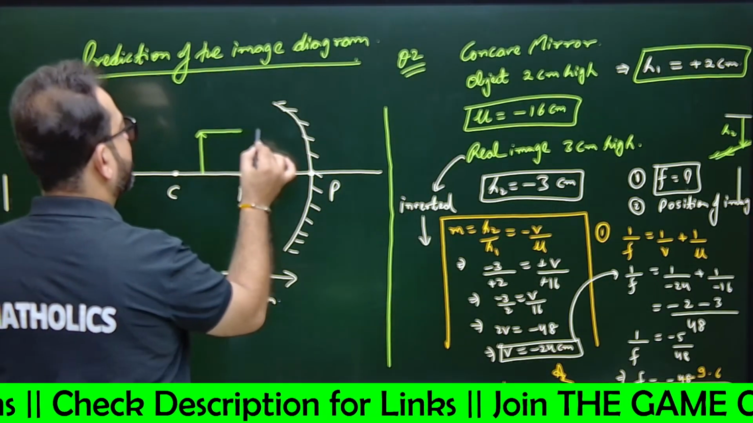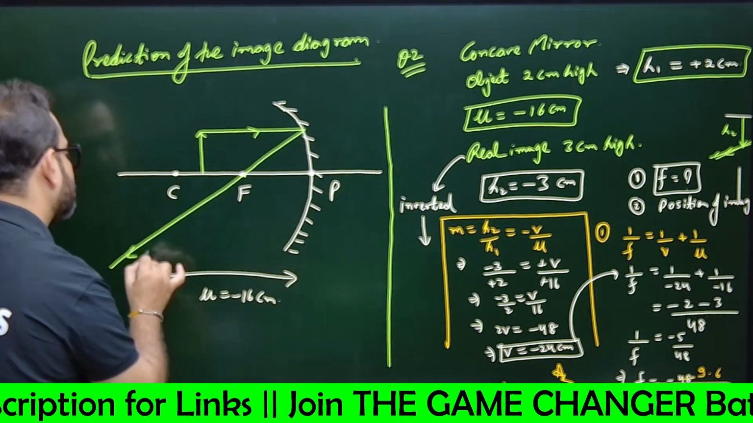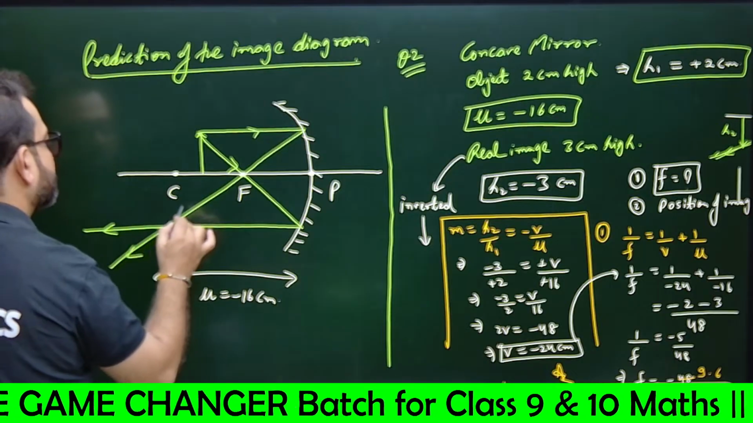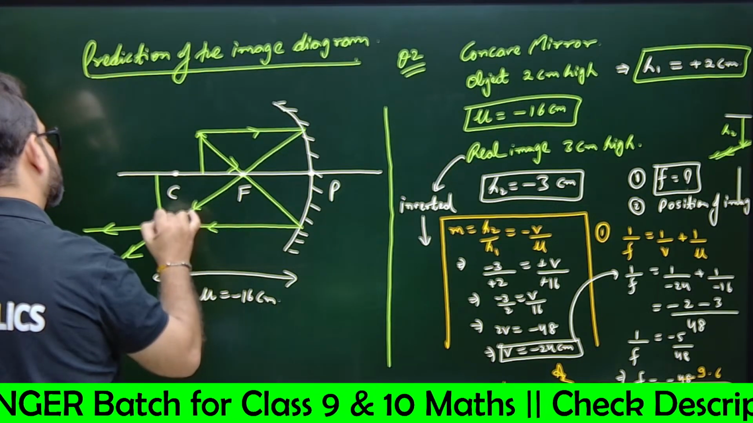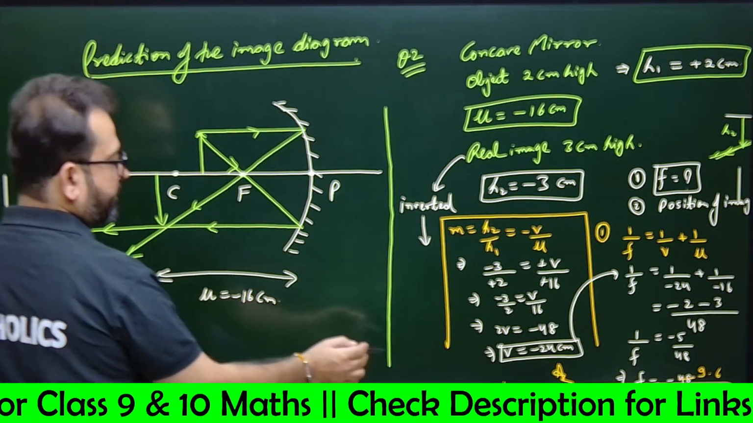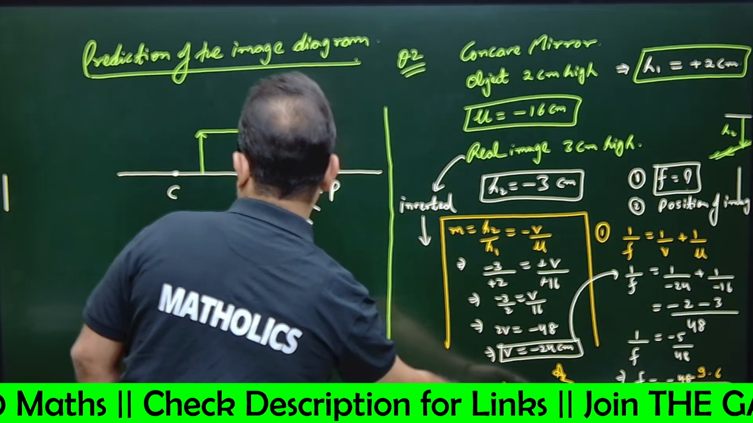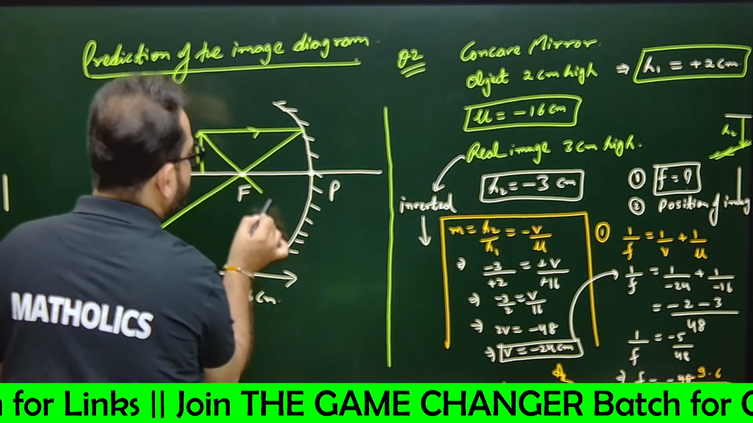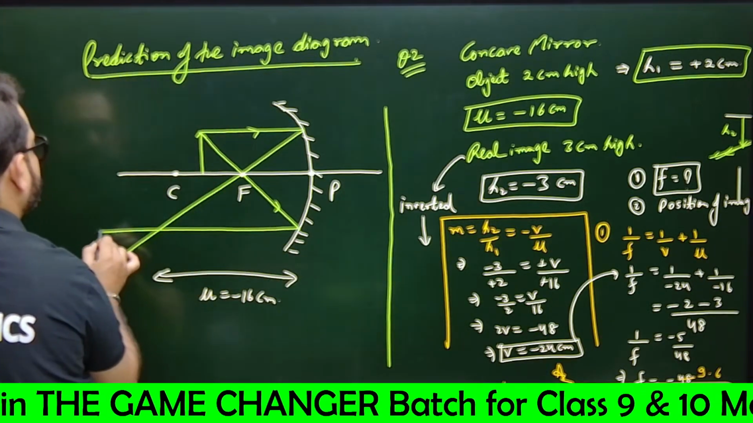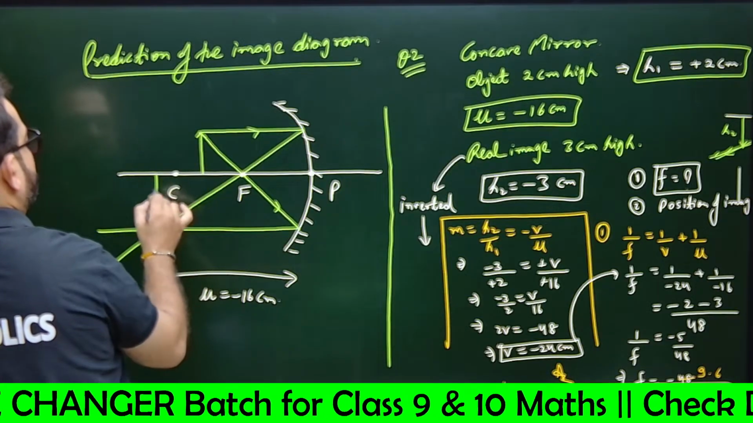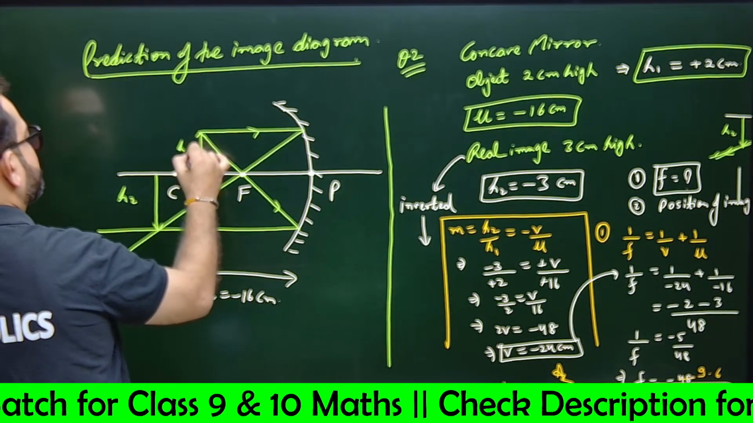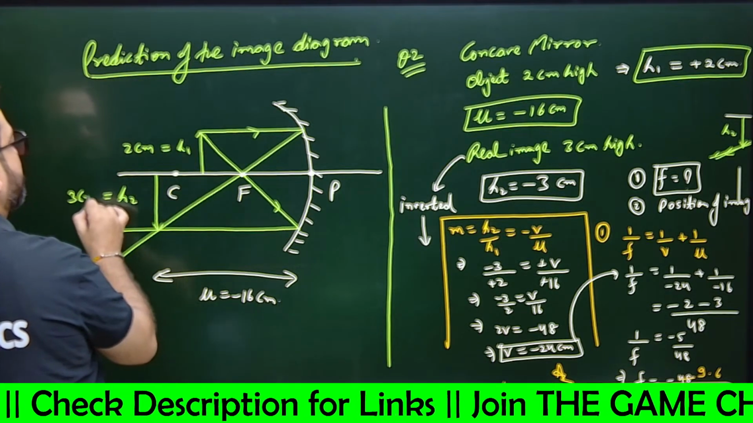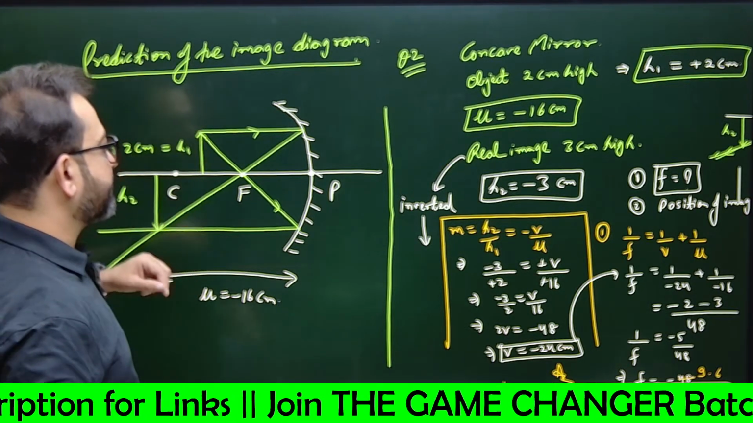How? Sir, a ray of light will go parallel and pass through the focus. Another line, sir, through the focus will go and come out parallel. These are the intersecting rays. We'll say this is the image. It will go like this, and if it is parallel, it will go like this. Obviously, the image is large. This is H2, this is H1. H1 is given as 2 centimeter. H2 is given as 3 centimeter. Obviously, the image will be larger only when the object is placed between C and F.